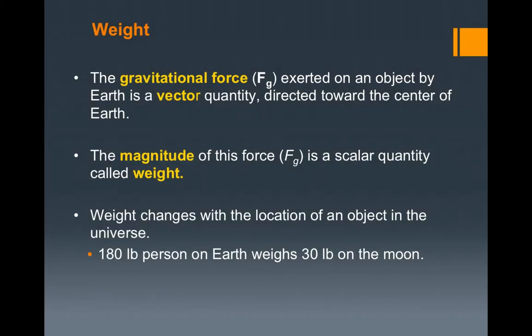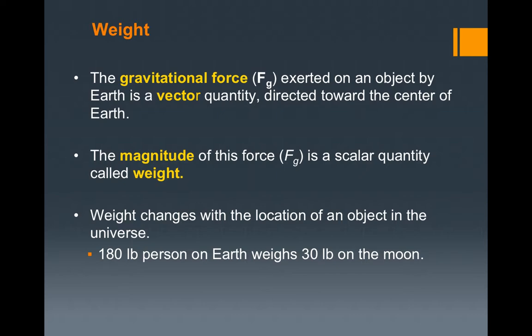For starters, when we talk about weight, weight is a gravitational force exerted on an object, and on Earth, it has a specific value just like every other place. But it is a vector quantity directed downwards towards the center of Earth. So we can't have weight up and weight left and weight right. It's always going to be down.